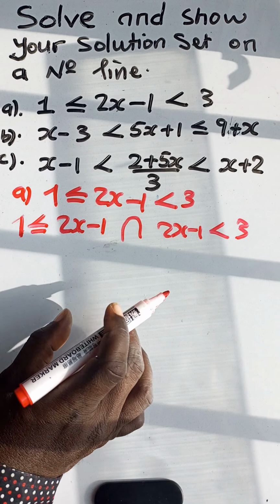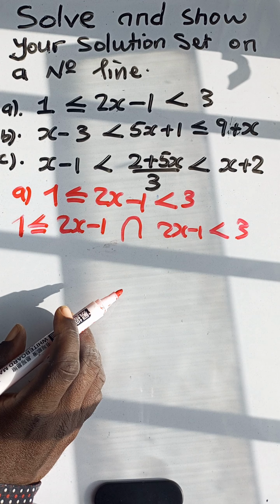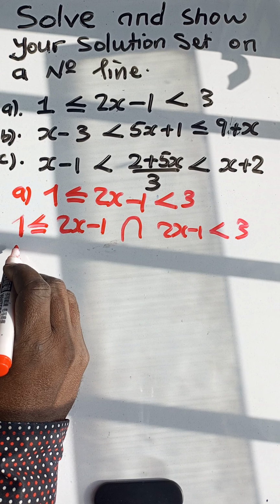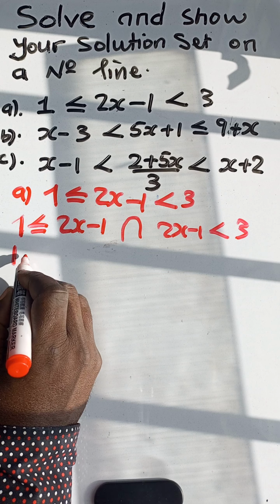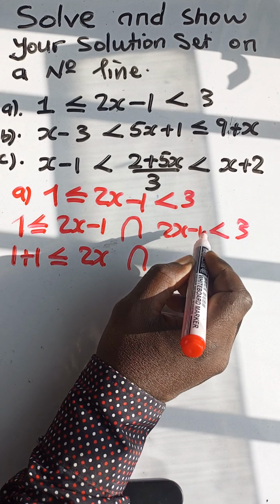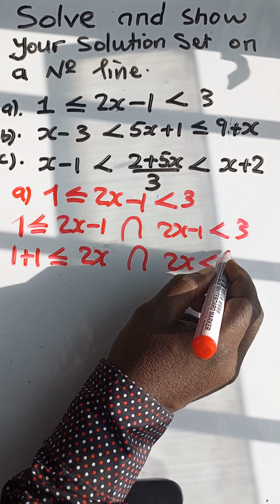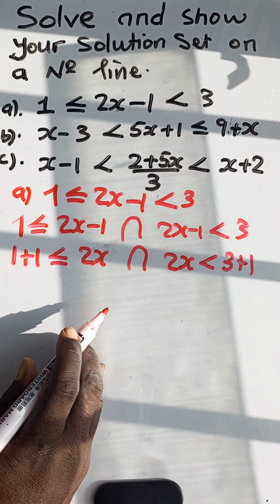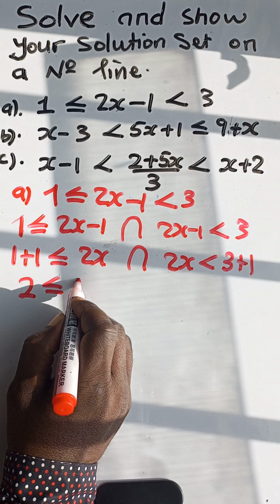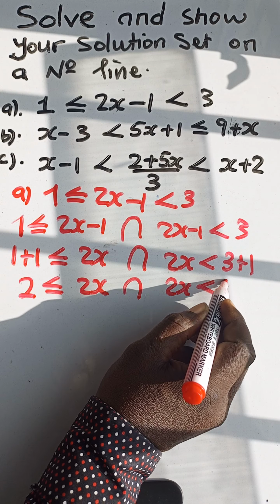So we solve this, we get it. We intersect the two solution sets to get our final solution set. Solving this, if we take this negative 1 this way, it becomes positive 1. And so we have 1 plus 1 less than or equal to 2x, intersection. If we take this negative 1 that way, it becomes positive 1, so we have 2x less than 3 plus 1. Now, 1 plus 1 is 2, less than or equal to 2x, intersection 2x less than 4.